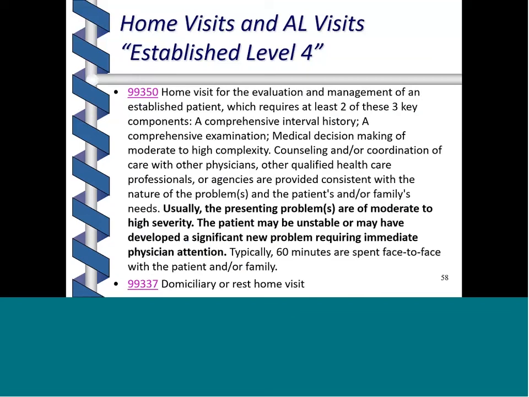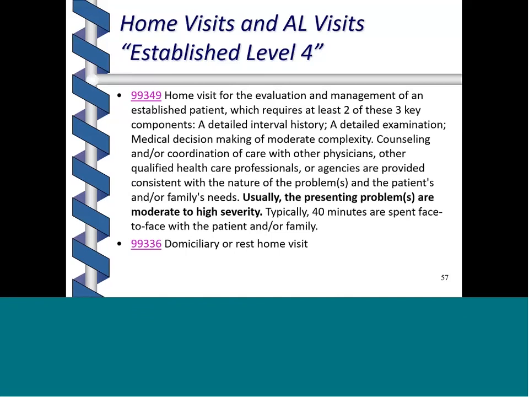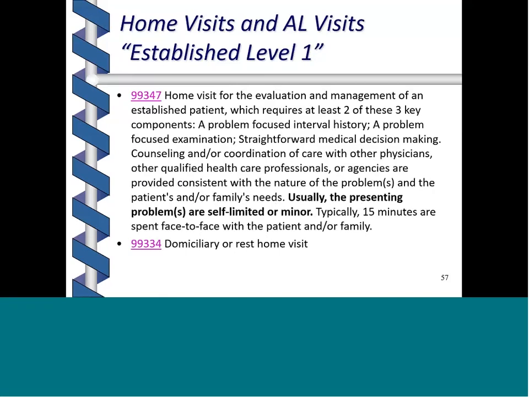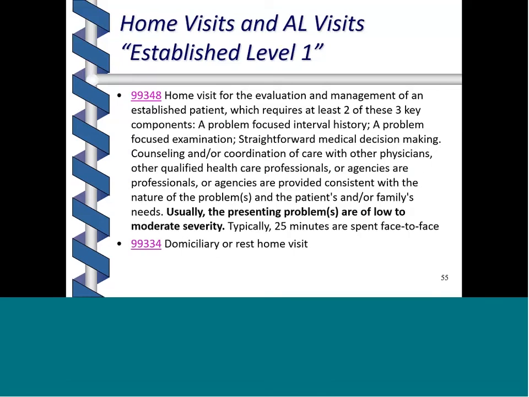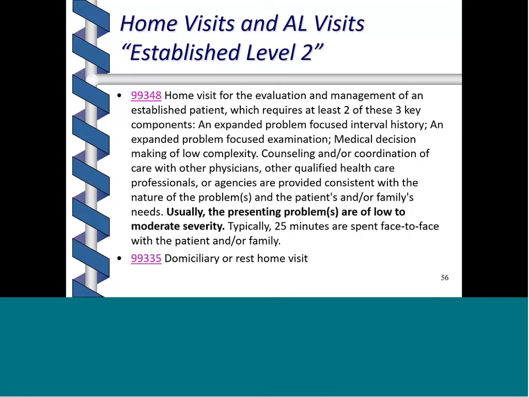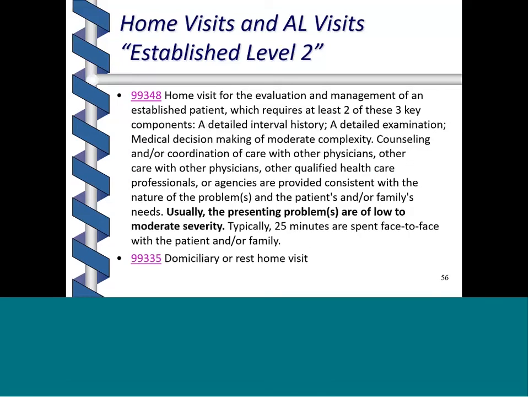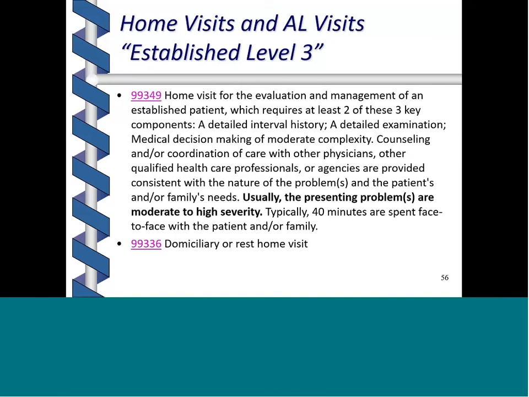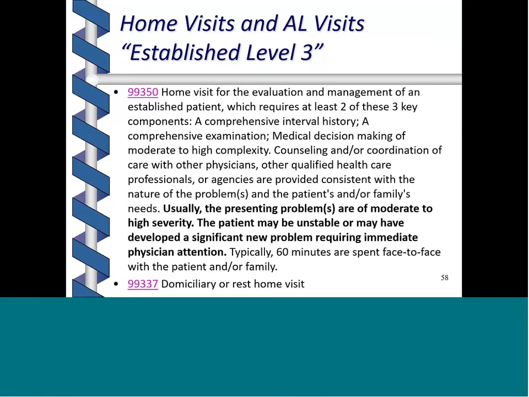So when you leave the patient's home, whether it's their private home or whether it's assisted living, there's generally 4 levels of service you can bill. For the majority, a level 1 service, presenting problems usually minor. Level 2, usually the presenting problems are low to moderate. A level 3, presenting problems are moderate to high. And level 4 service generally require immediate intervention.